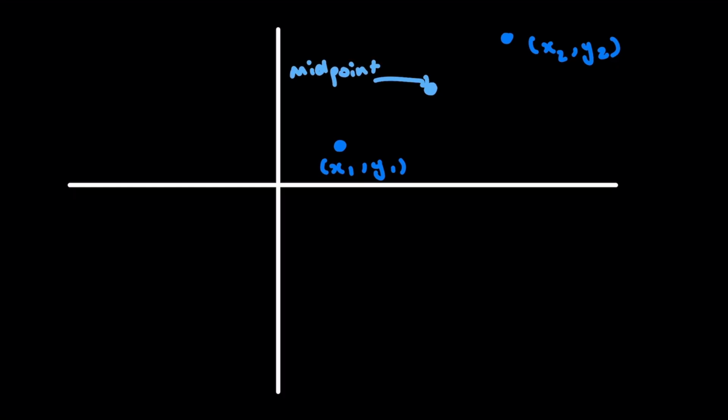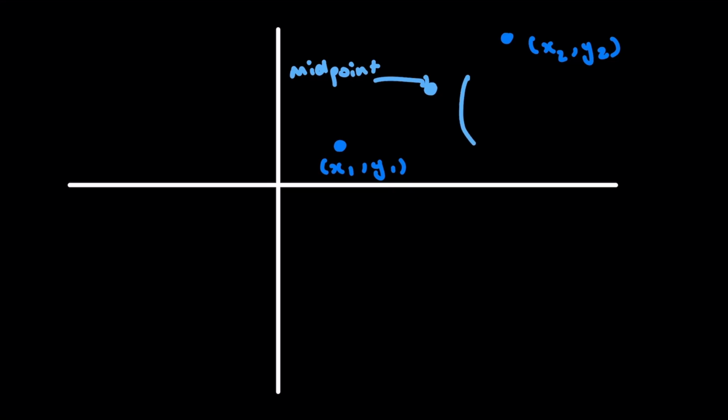The way we work out the midpoints is we want to find the averages between the two x values and the averages between the two y values. Because when we average two numbers together, we get the number in between them. And that's what we mean by midpoint.